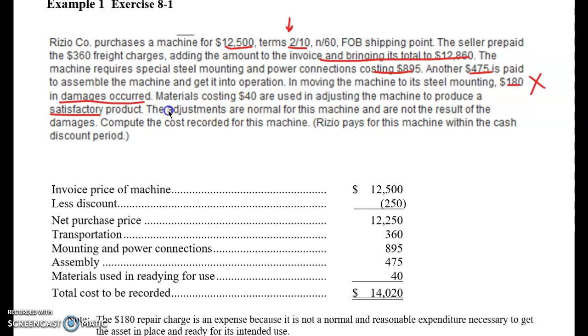Just for clarification, I was going to say, as long as it's normal, and I did say that, but not the result of these damages. I was going to add that, and then I read that.